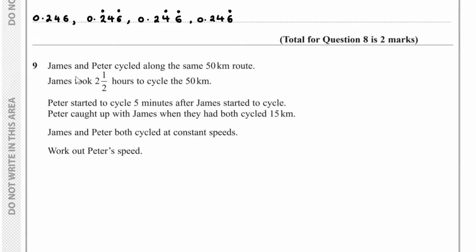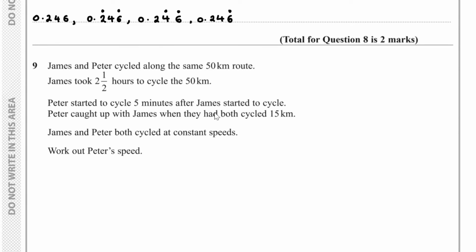Question number 9. James and Peter cycled along the same 50-kilometre route. James took 2.5 hours to cycle the 50 kilometres. Peter started to cycle 5 minutes after James started to cycle. Peter caught up with James when they had both cycled 15 kilometres. James and Peter both cycled at constant speeds. We have to work out Peter's speed.